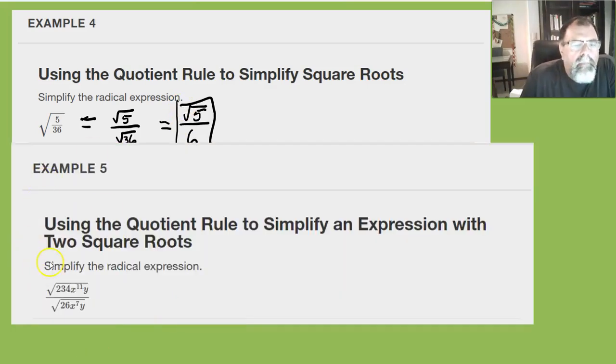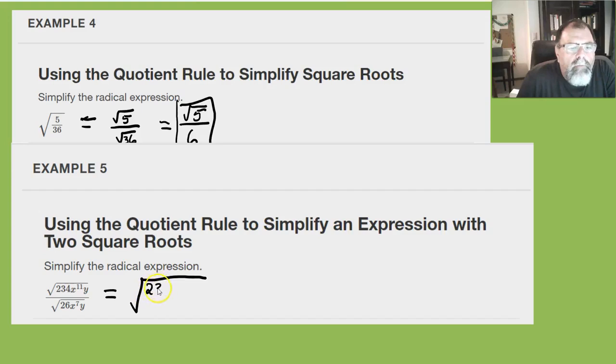All right, looking at example 5, using the quotient rule to simplify an expression with two square roots, simplify the radical expression. Okay, so a couple ways we can go about this. We can actually go backwards and put them back together. So if you can see that you have some common factors here that we can reduce, you can actually use the radical rule in reverse that we did here. So we can take the two and put them together as one fraction inside, and then simplify that fraction.